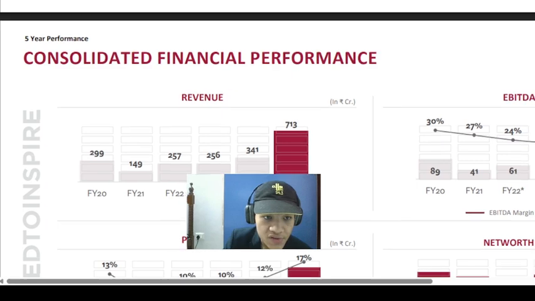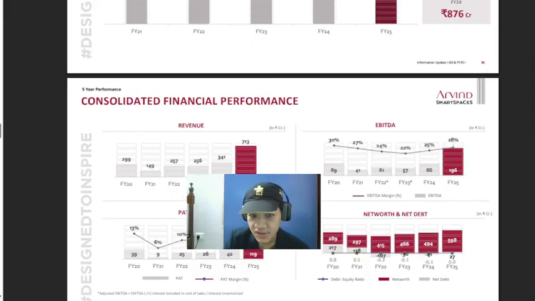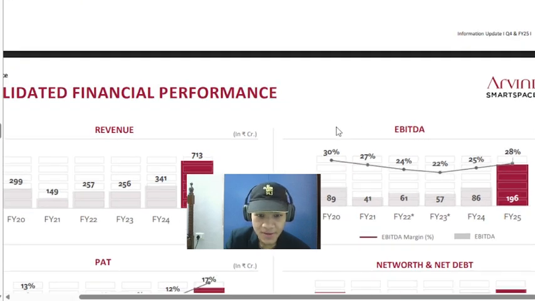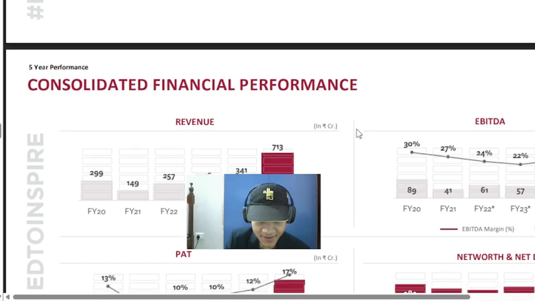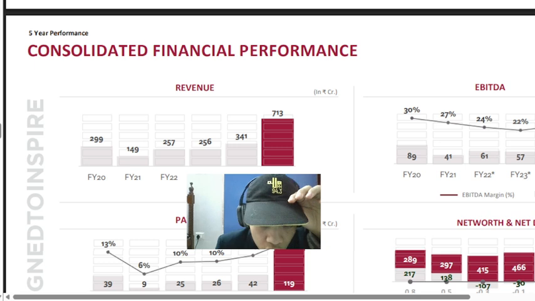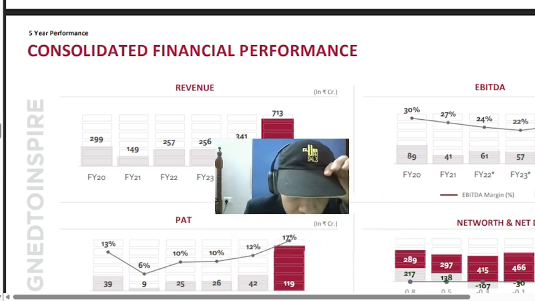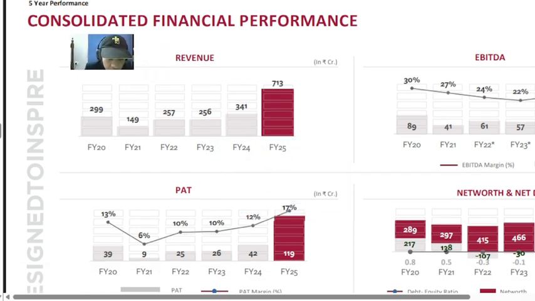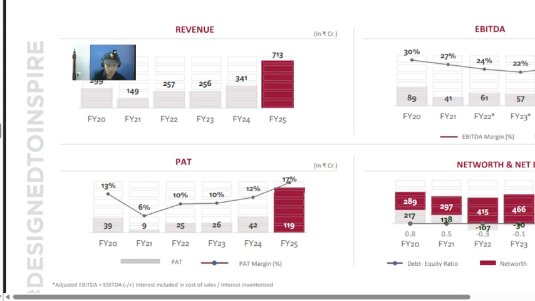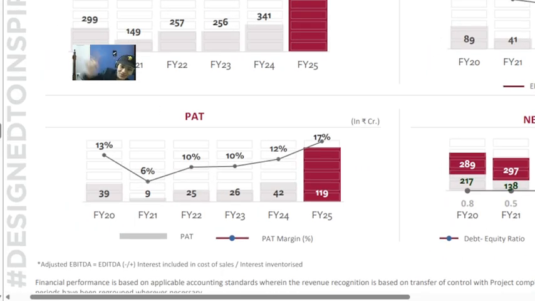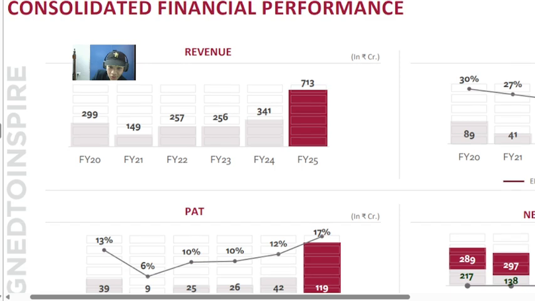Consolidated financial performance, last 5 years. Okay. So we first have revenue, 713 crores in fiscal 2025. We got profit after tax, and PAT margins. Very solid, very nice. Both of these things are on the rise.